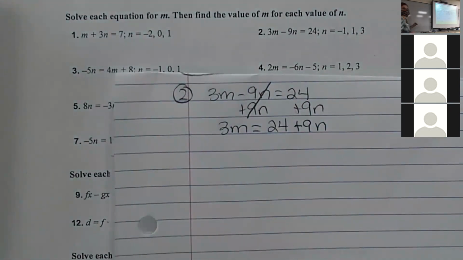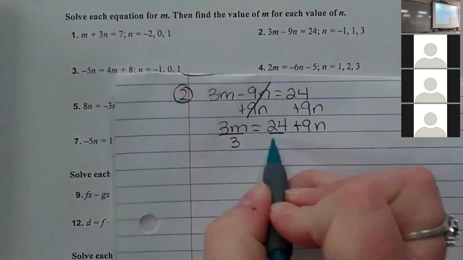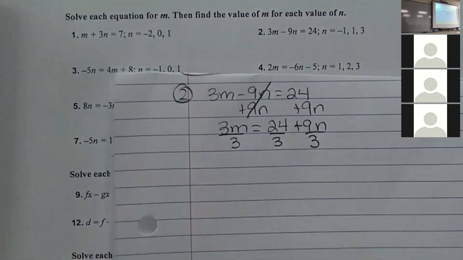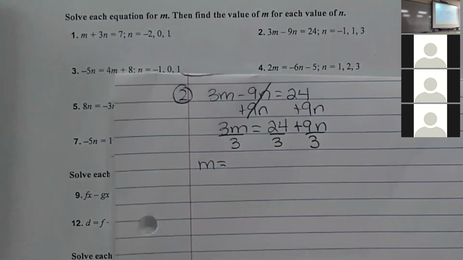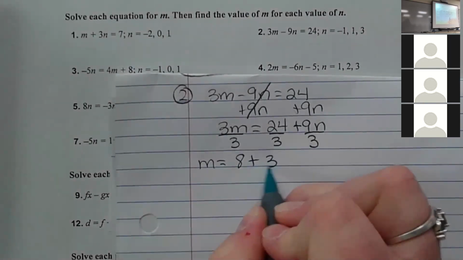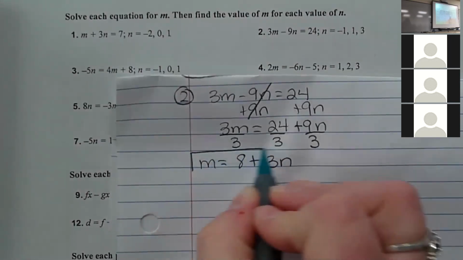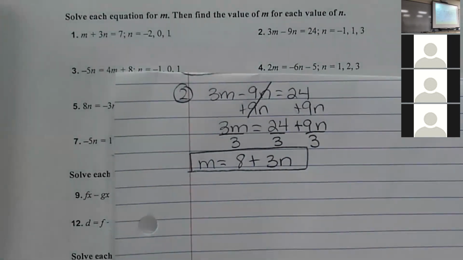Okay, is m all the way by itself? Not quite. What's 3 doing to m here? Multiplying. What's the opposite of multiplying? Dividing. So I can divide every single thing by 3. Okay, so I have m equals, what's 24 divided by 3? 8, right? 8, yeah, okay. 8 plus, what's 9 divided by 3? 3. So m equals 8 plus 3n. So that's my first part of my problem.